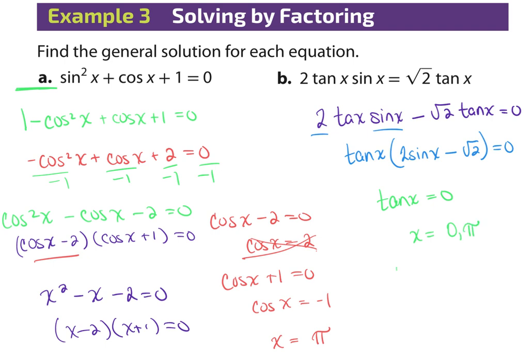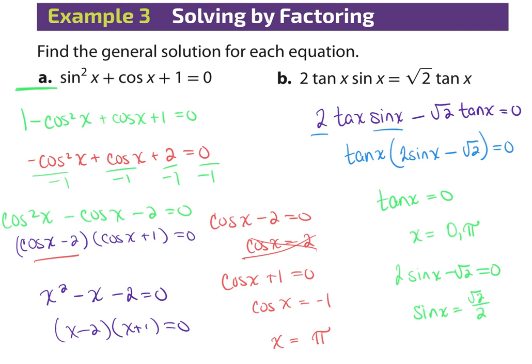For that next piece, 2 sine of x minus the square root of 2 equals 0. Add square root of 2, divide by 2. Sine of x equals the square root of 2 over 2. That's easy. We know that's what type of angle. What type of angle is square root of 2 over 2? It's a 45, pi over 4.